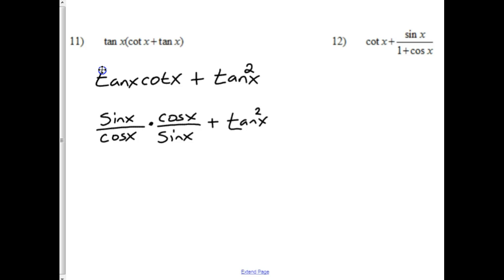What's going to happen to my sines whenever I multiply? They're going to cancel. What's going to happen to my cosines? They're going to cancel. So what does that end up being? A 1. So 1 plus tan squared x. Well, that's an identity. What is it going to end up being? Look at our chart. Secant squared x.